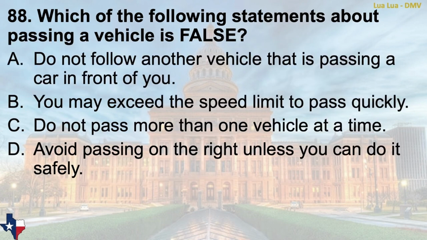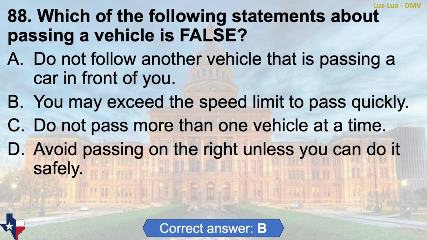Question 88. Which of the following statements about passing a vehicle is false? A. Do not follow another vehicle that is passing a car in front of you. B. You may exceed the speed limit to pass quickly. C. Do not pass more than one vehicle at a time. D. Avoid passing on the right unless you can do it safely. The correct answer is B. You may exceed the speed limit to pass quickly.